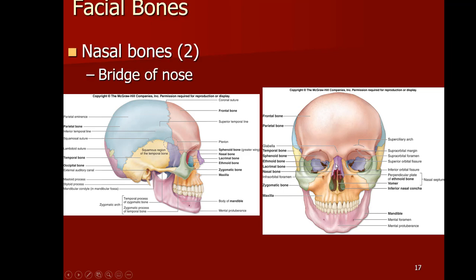And then nasal bones, these are easy. These make up the bridge of the nose. They're purple in this picture. So if you have a broken nose, this is commonly what breaks. Nasal bones, there's two.